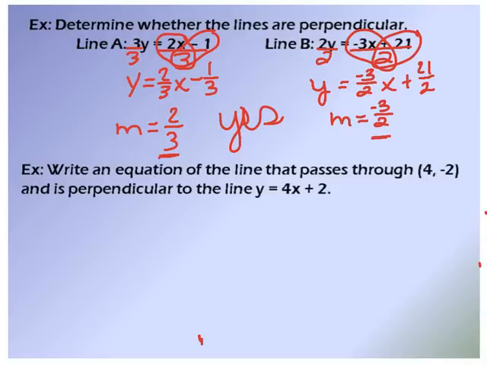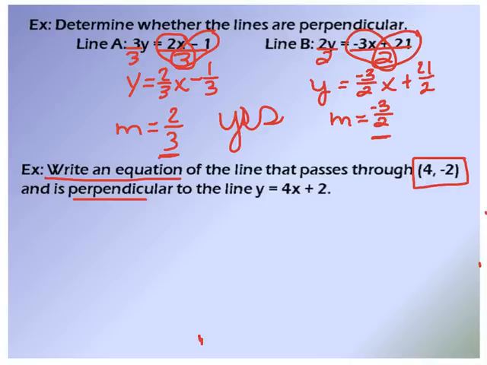In our next example, write an equation of the line that passes through (4, -2) and is perpendicular to the line y equals 4x plus 2. Again, we're writing an equation, so to be able to write an equation, I have to know the slope and I have to know a point. I do know I want it to pass through the point (4, -2), and I want it perpendicular to this line right here.